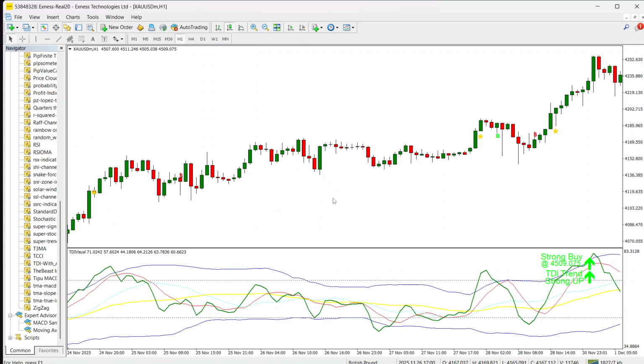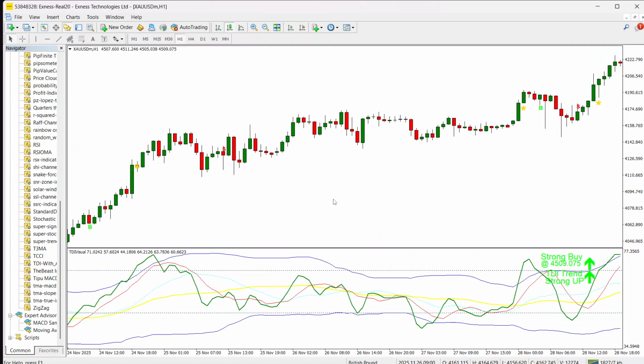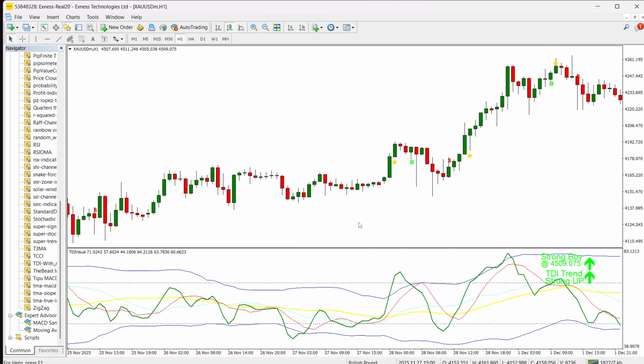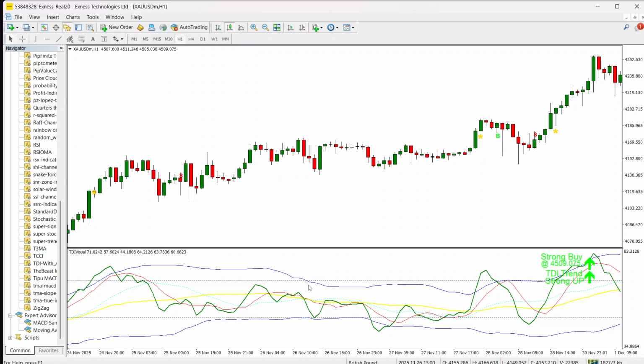The TDI with alerts enhances this functionality by sending notifications when specific conditions or patterns occur, helping traders stay informed about potential trading opportunities even when not actively monitoring charts. On the chart, the TDI displays in a separate window with the RSI oscillating between 0 and 100.